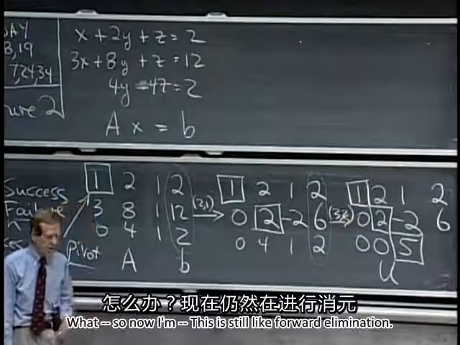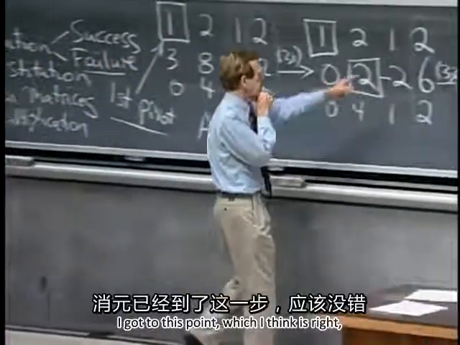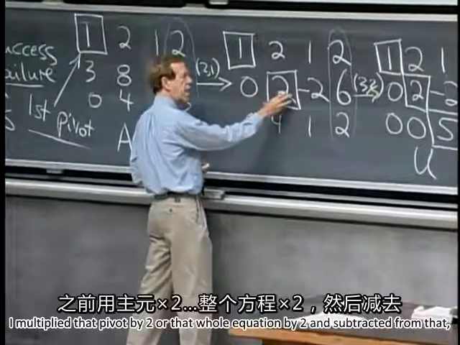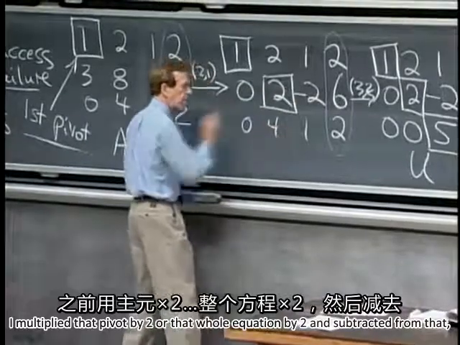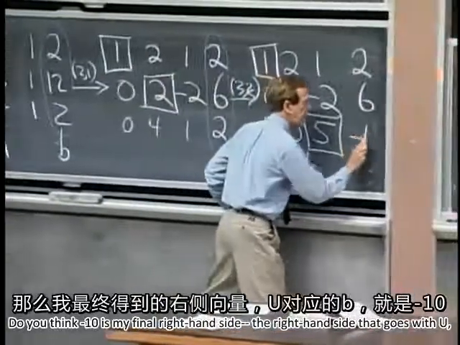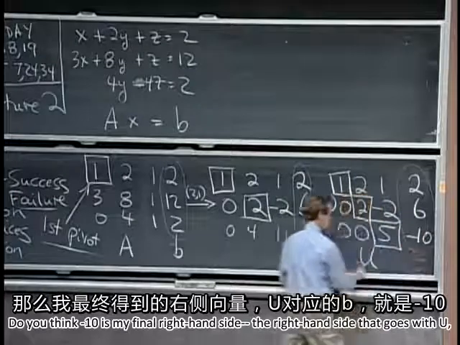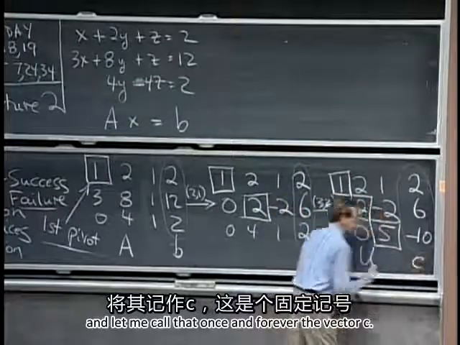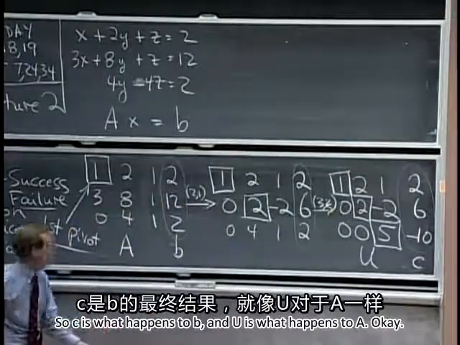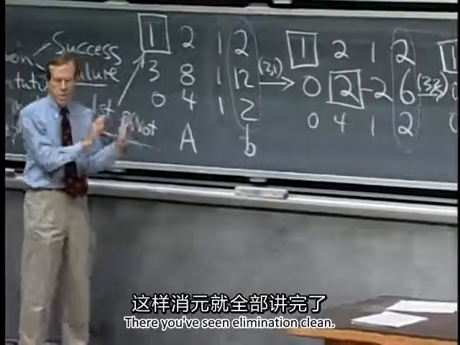Help me out now. So now this is still like forward elimination. I got to this point, which I think is right. And now what did I do at this step? I multiplied that pivot by 2, or that whole equation by 2, and subtracted from that. So I think I take 2 6s, which is 12, away from the 2. Do you think minus 10 is my final right-hand side? The right-hand side that goes with u, and let me call that once and forever the vector c. So c is what happens to b, and u is what happens to a. Okay, there you've seen elimination.